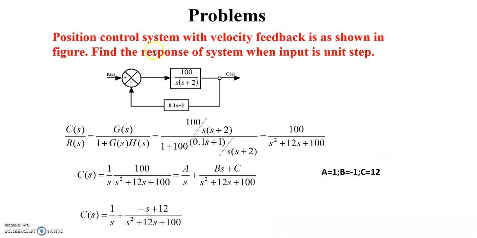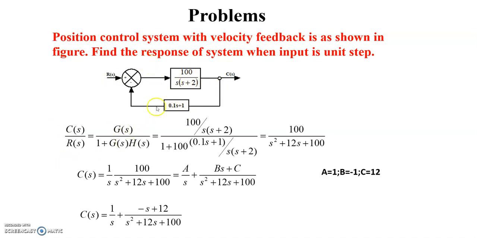Next one: the position control system with velocity feedback is shown in the figure. Find the response of the system when the input is a unit step. So this is the given figure. Here G(s) is 100/(s(s+2)) and the feedback transfer function is 0.1s + 1. You can find C(s)/R(s).